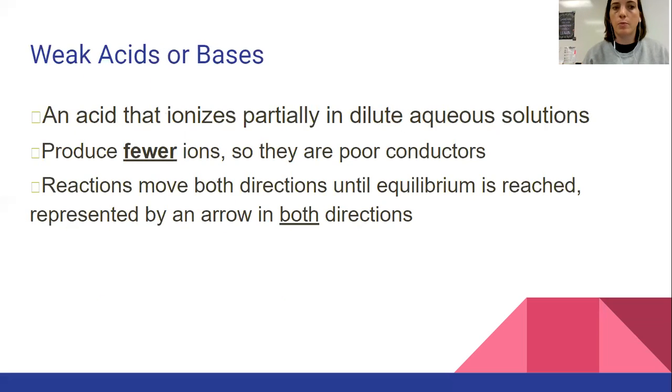But with weak acids or bases, these only partially ionize. Okay, so they're producing fewer ions. So these are going to be the things with the pH that's closer to 7. These reactions can move in both directions. All right, and so that's represented by either 2 arrows, one pointing in each direction, or just one line with 2 arrowheads on it. Okay, but that's saying that it goes back and forth from being ions to being a molecule. Again, because they're not very strong, so it can't decide what it wants to do. All right.